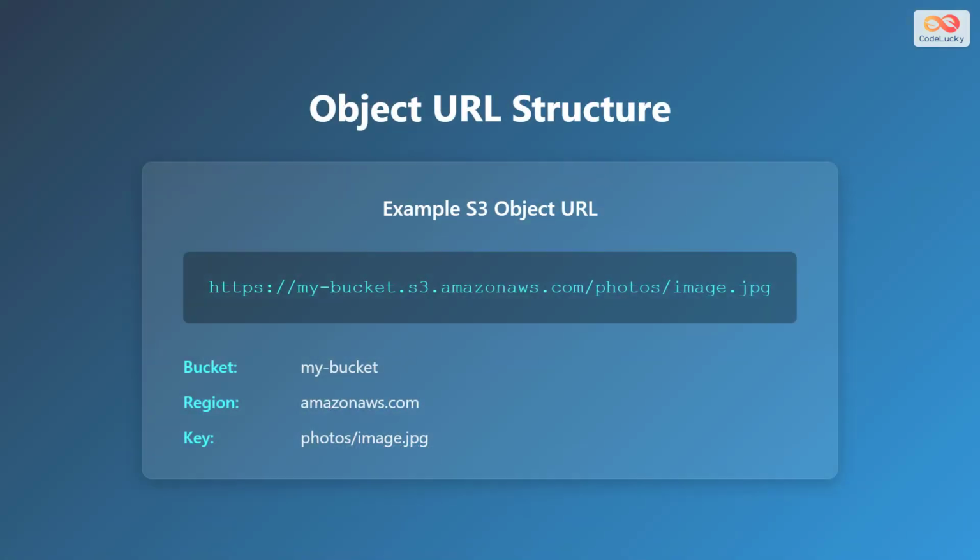Every object in S3 has a unique URL that follows a specific structure. For example, https://my-bucket.s3.amazonaws.com/photos/image.jpg. In this URL, my-bucket is the bucket name, amazonaws.com indicates the AWS domain and region, and photos/image.jpg is the object key or path to the file within the bucket.